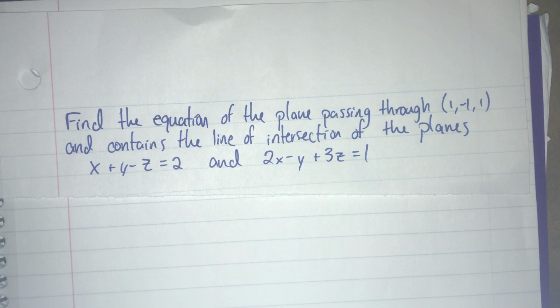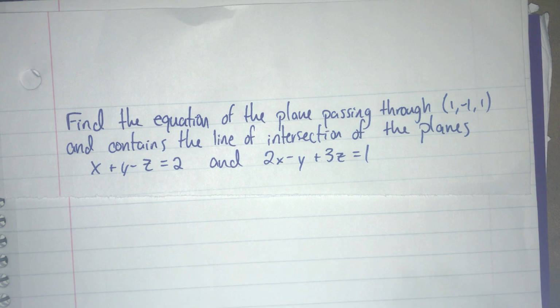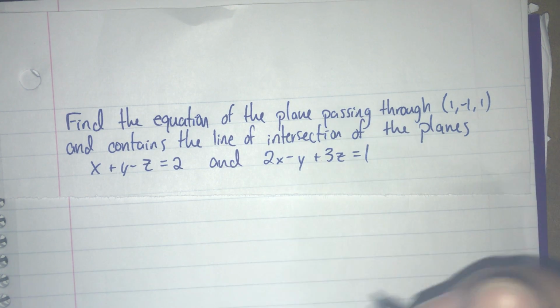All right, find the equation of the plane passing through the point (1, -1, 1). It contains the line of intersection of the planes x + y - z = 2 and 2x - y + 3z = 1. So first let's just get the equation for the line of intersection of those two planes.